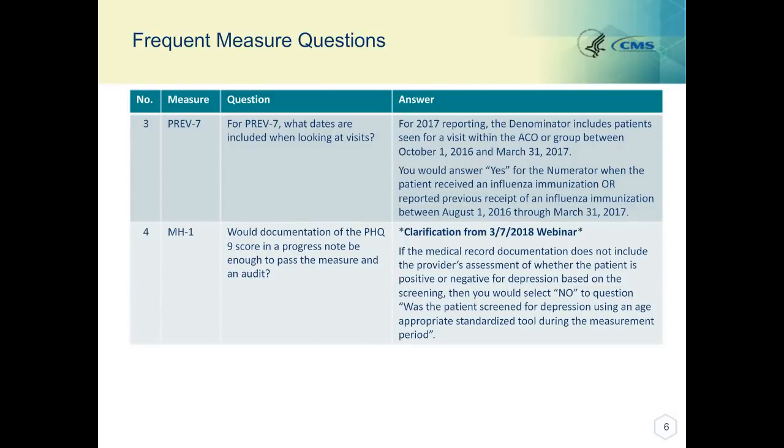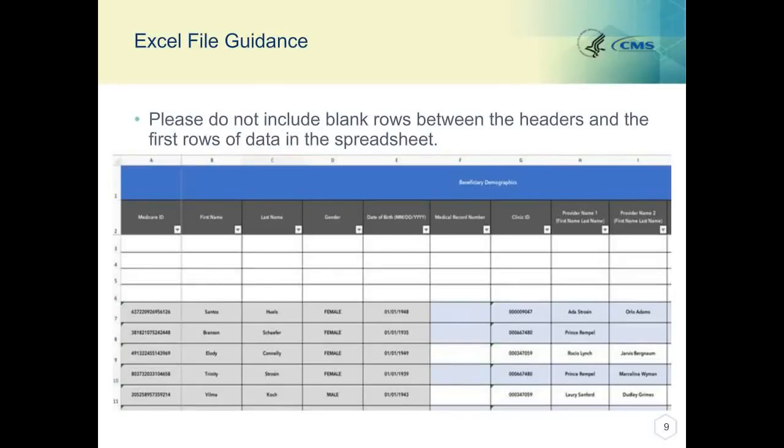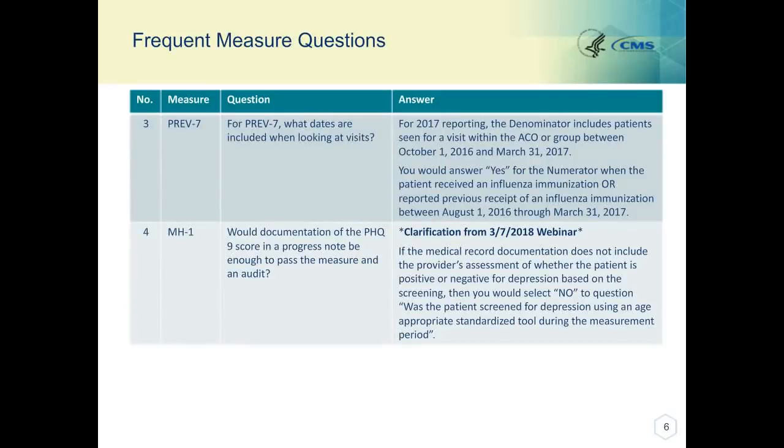So for Prev 12, if there's a PHQ score 9 in the progress note, is that enough to pass? And the answer is no, because you need to have that positive or negative assessment result indicated in the medical record. Therefore, you would select no to the question, was the patient screened for depression using an age-appropriate tool during the measurement period? And this is reflected in your measure specification on page 9 under numerator reporting, and again on page 14 of the measures flow. So if you don't have access to the presentation in time and you need to see this today, please look at those 2 pages in the measure spec and you'll be able to find that point in which you would select no. Thank you.